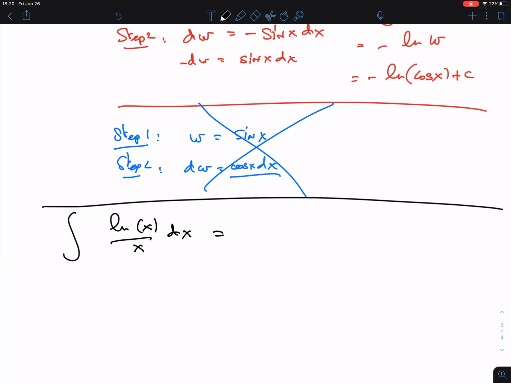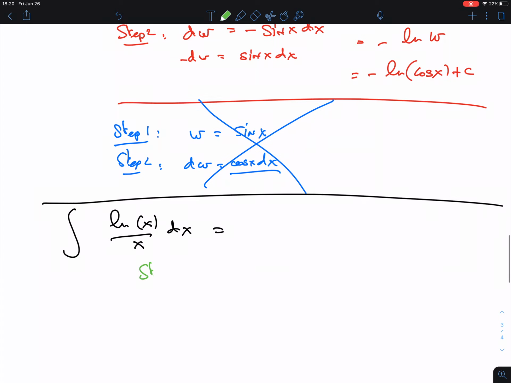Well, the inside function here, it could have been x, but it doesn't work because the derivative of x is just 1 and I have ln x. Remember, everything outside has to be the derivative of the inside function. So here, my inside function is going to be ln x. It's actually the numerator. Why? Because if I take the derivative of this, I get 1 over x dx. Now that's exactly this part.